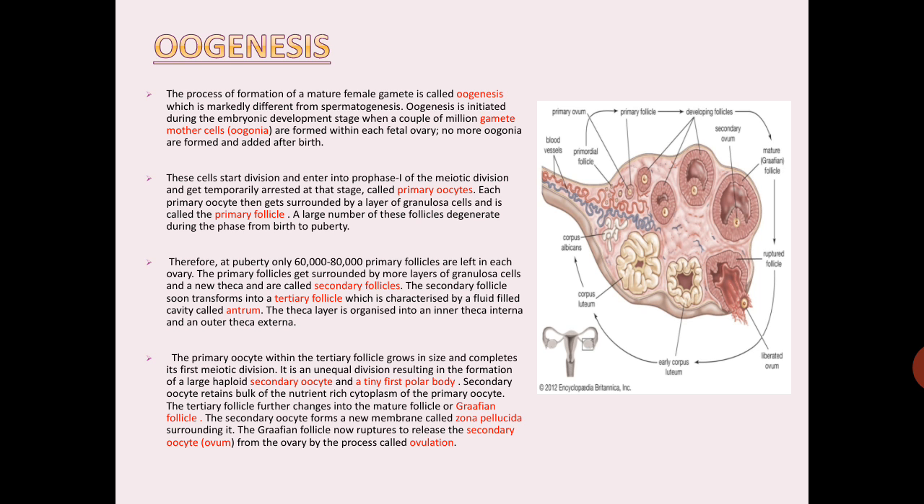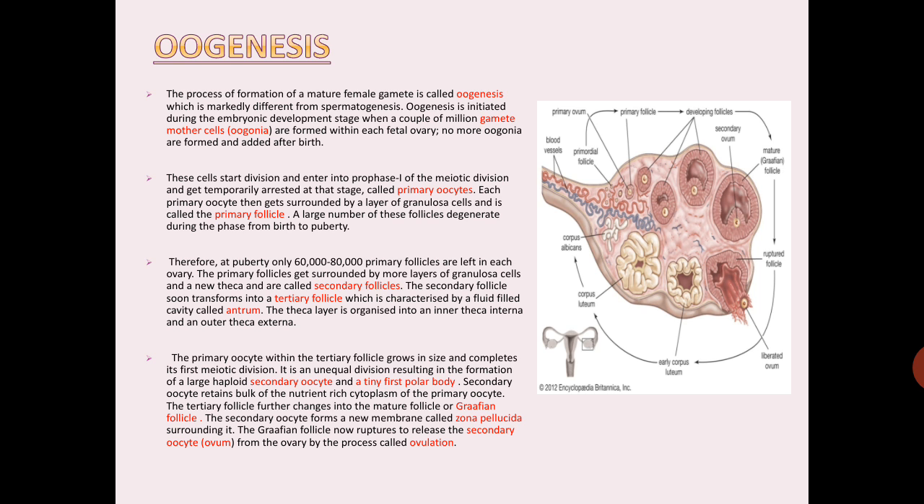Again, an important question for 1 mark. What is ovulation? It is nothing but, in the Graafian follicle, the Graafian follicle gets ruptured and releases the ovum. So this release of the ovum from the Graafian follicle is called the process of ovulation.